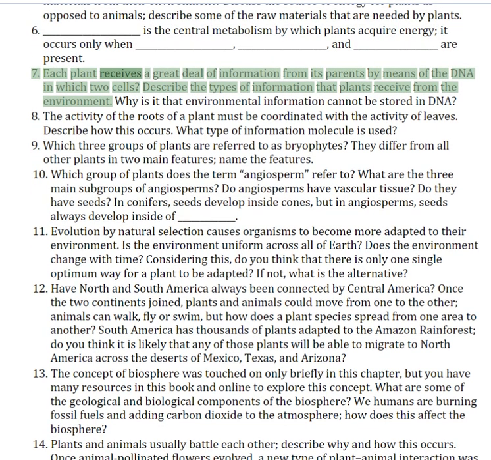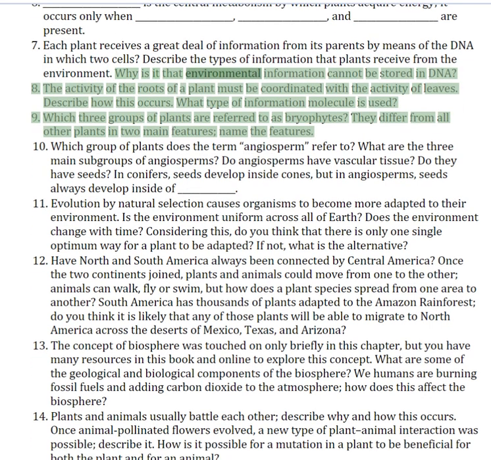7. Each plant receives a great deal of information from its parents by means of the DNA in its cells. Describe the types of information that plants receive from the environment. Why is it that environmental information cannot be stored in DNA? 8. The activity of the roots of a plant must be coordinated with the activity of leaves. Describe how this occurs. What type of information molecule is used?